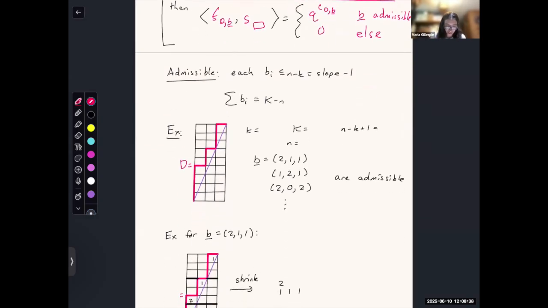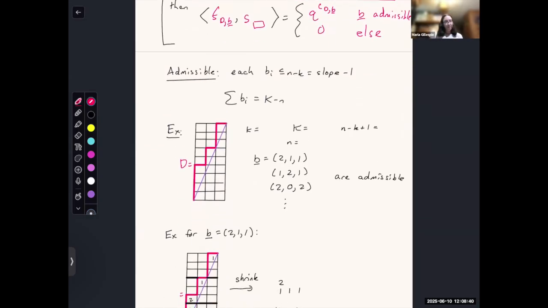So that means B is a sequence of numbers where they're sort of heights along the dict path, no more than the number of vertical steps in each column. And each BI has to be less than or equal to n minus k, which is the slope minus 1, for it to be admissible. The sum of all the BIs has to be big K minus n.